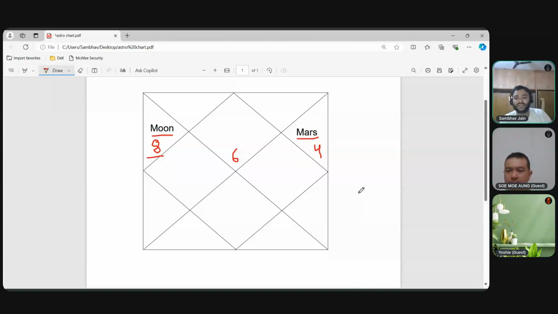What are the significations of debilitated Mars? Body weak. Siblings. If we talk about Moon as the planet of psychology, Moon is heading towards Mars, and Mars is weak. Frustration. Debilitated Mars gives frustration.